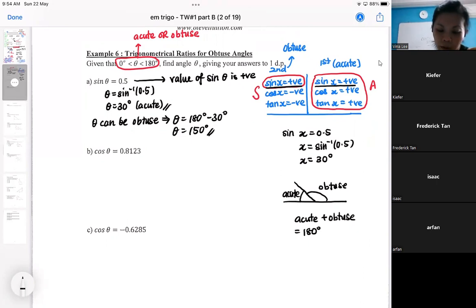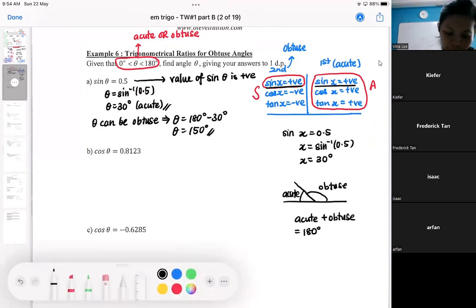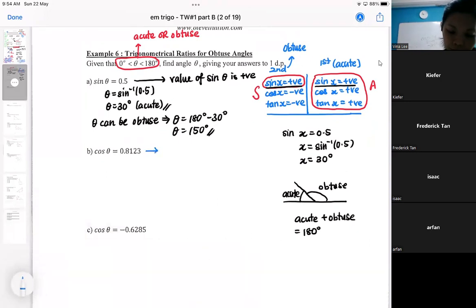But if you try to explore cosine theta is positive. You look under the relationship, only cosine is positive under the acute angle. So which also means that theta can only be positive, can only be acute. So therefore, theta is just this.